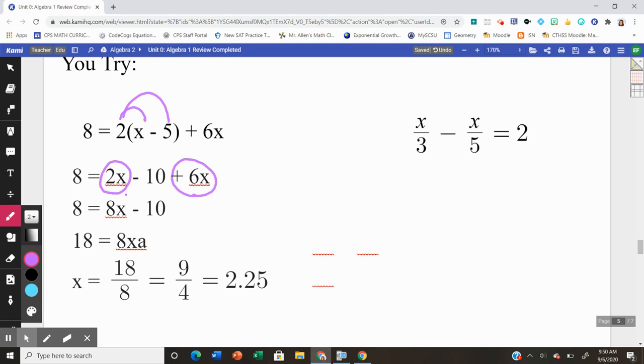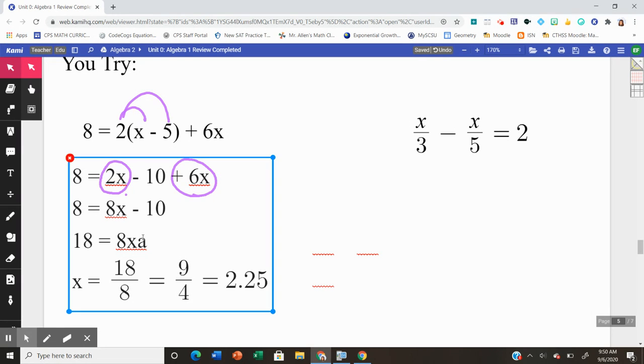From there, I need to isolate my variable. So I can add 10 to both sides, which is where 18 comes from. Oh, I have a little bit of a typo right there. So let's get rid of that. There's definitely no A's in this problem. So once I add 10 to both sides, I get 18. And then I divide both sides by 8. So 18 over 8 does reduce to 9/4, which is also equivalent to 2.25.